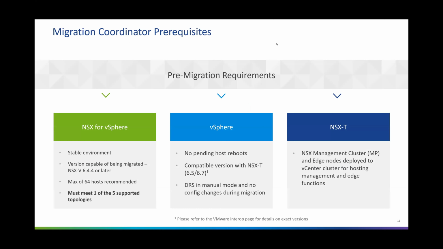And then vSphere requirements: no pending host reboots, compatible with T, so you've got to be vSphere 6.5 or 6.7 or higher. DRS should be in manual mode so that things aren't moving around on us without us knowing about it when we go to start putting hosts into maintenance mode and planning for making changes. And then we do have to prep the environment a little bit. So we have to have the NSX management cluster in place, and we do have to have the edges in place, and then we can kick off the migration.